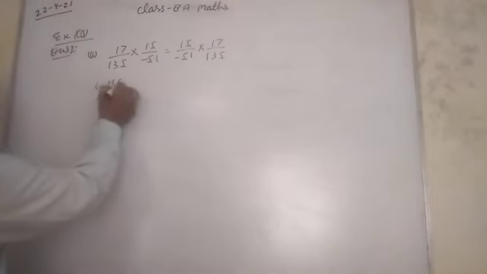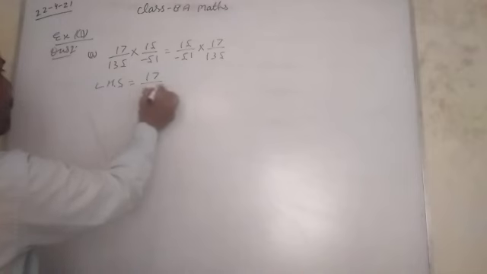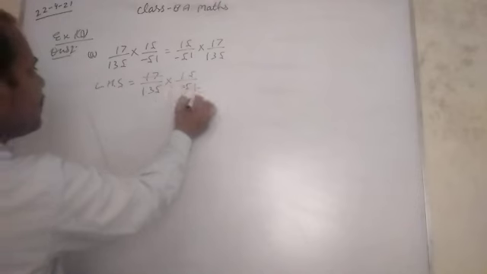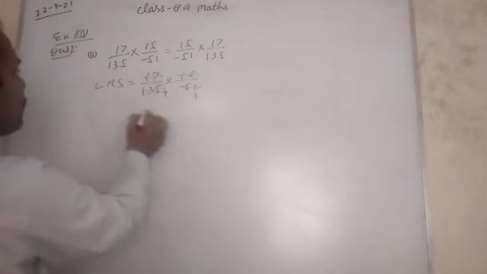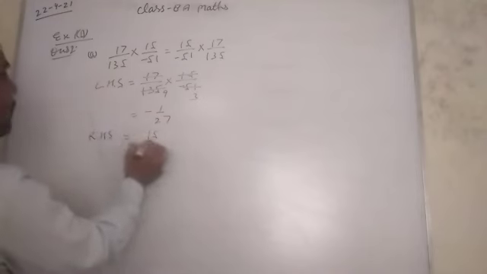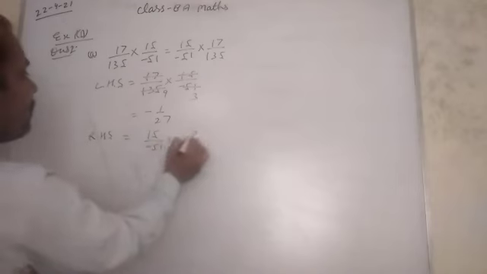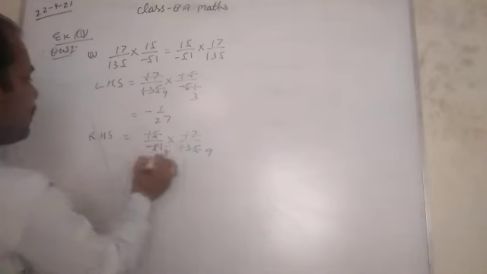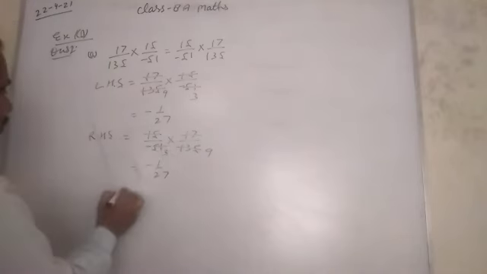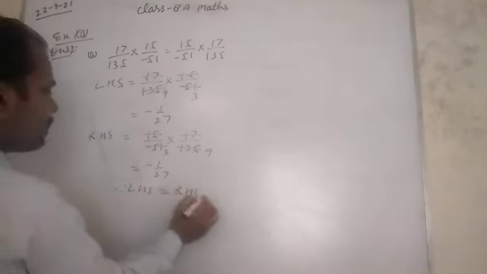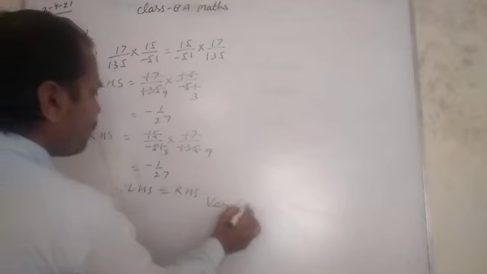And for verification, take LHS. 17 three times, 15 nine times, so minus 1 upon 27. Then RHS: 15 upon minus 51 into 17 upon 135. 15 nine times, 17 three times, so minus 1 upon 27. So since LHS is equal to RHS, verified. Like this, the remaining you can also verify.